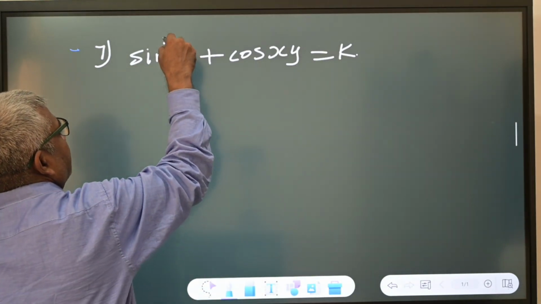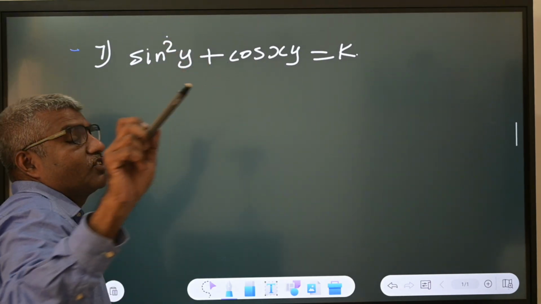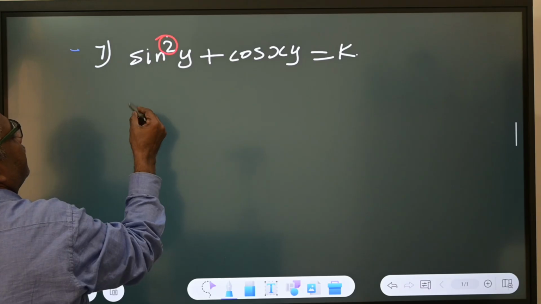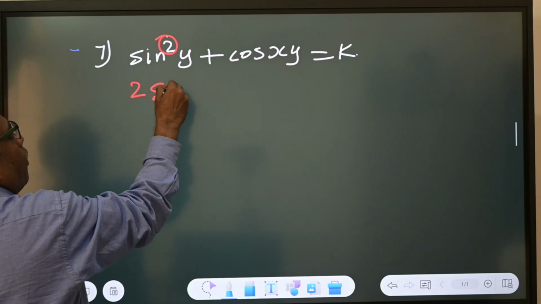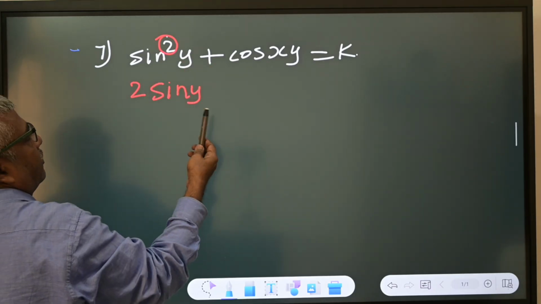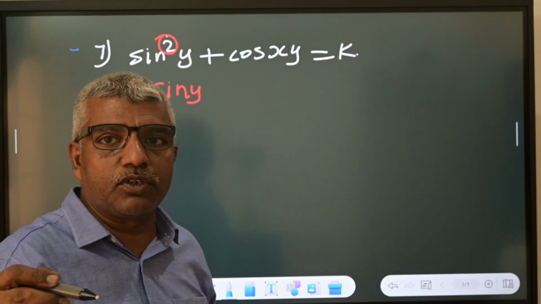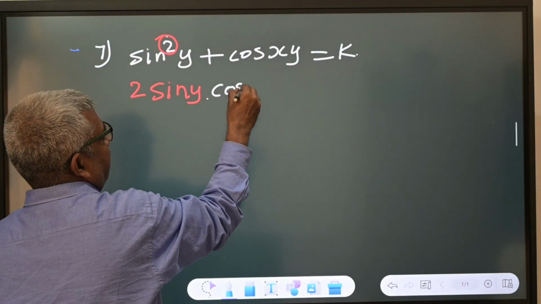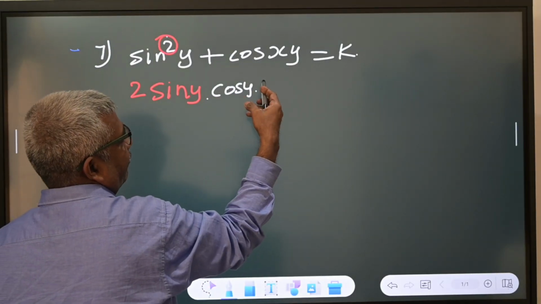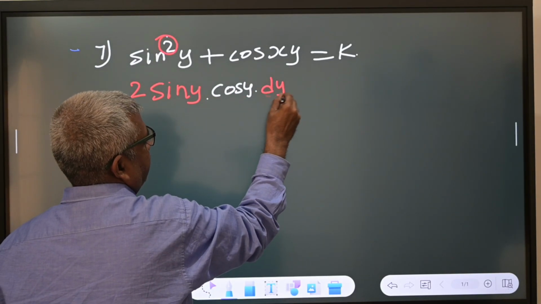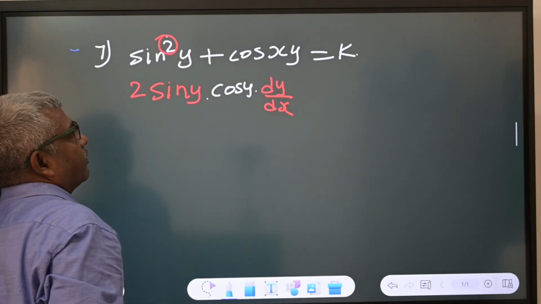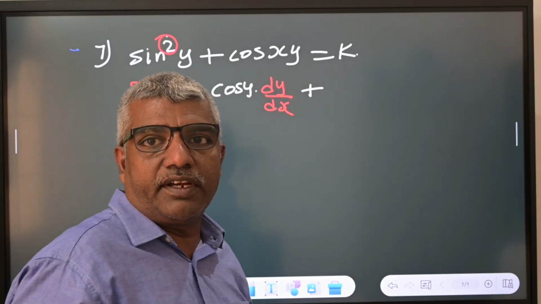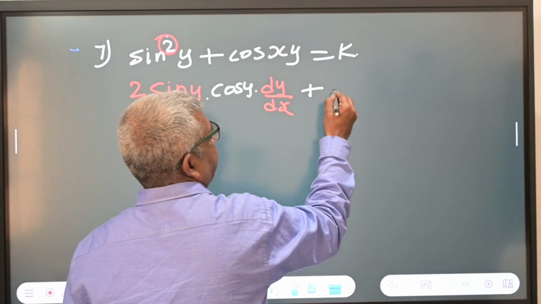Sin squared y differentiate பண்ணோம்னா not cos squared y. Sin squared y first இந்த 2 word differentiate பண்ணுங்க. It is 2 sin y. Okay, x power n is nx to the power of n minus 1. அதுக்கப்புறம் sin y differentiate பண்ணுங்க cos y. அதுக்கப்புறம் y differentiate பண்ணுங்க dy by dx. Okay, finished. Then come to cos xy. Cos xy differentiate பண்ணோம்னா minus sin xy.